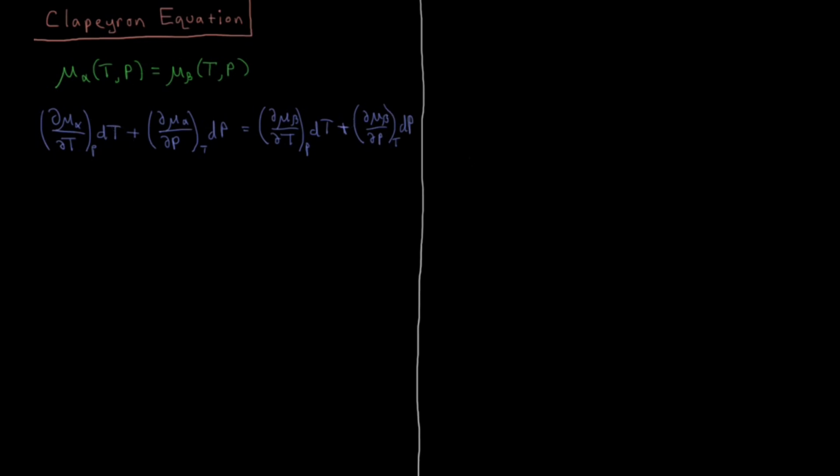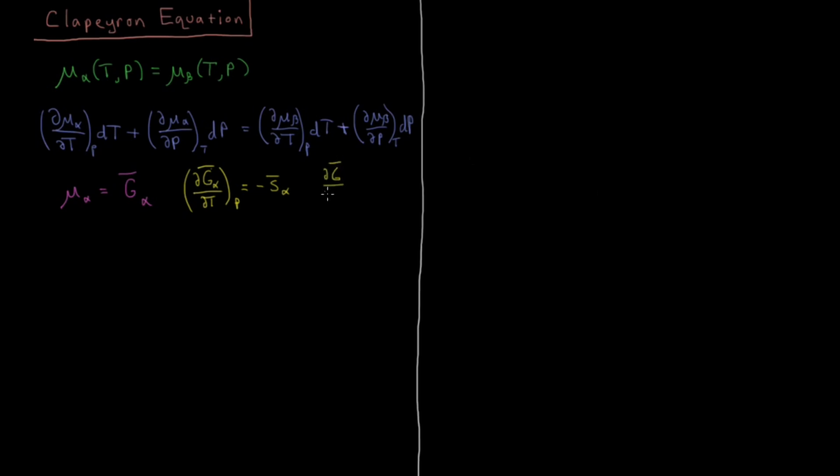Okay, so we have these, and for the individual phases, we know that mu alpha is equal to the molar Gibbs energy of that phase. And we know, as we've shown in previous videos, that the derivative of the molar Gibbs energy of a phase with respect to temperature is equal to the negative molar entropy of that phase.